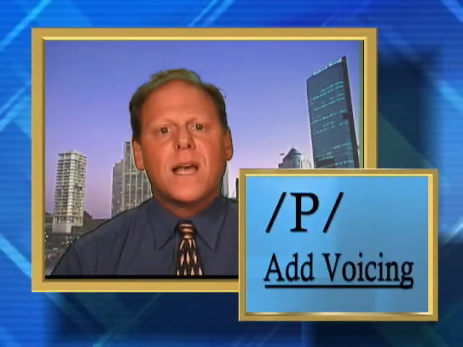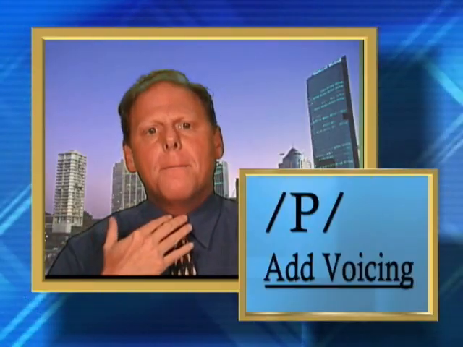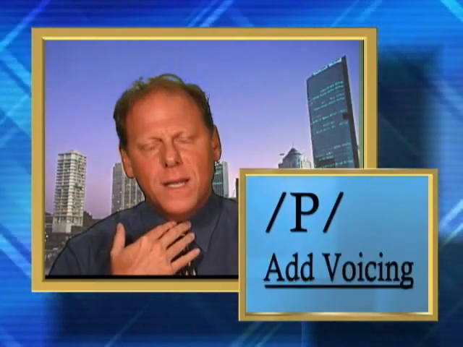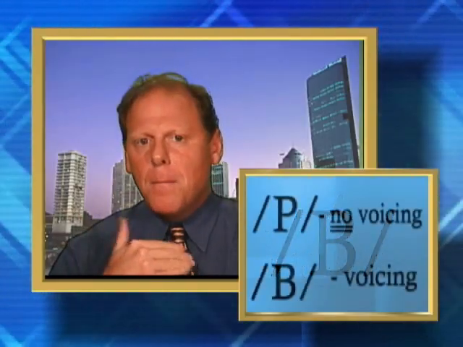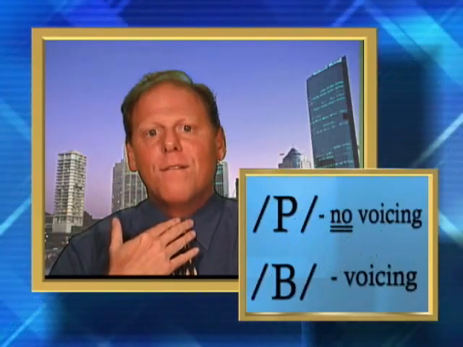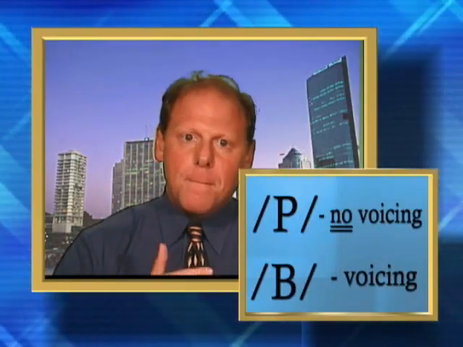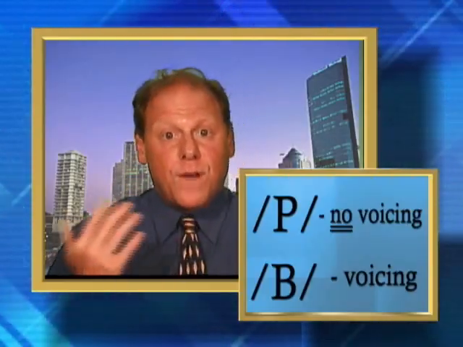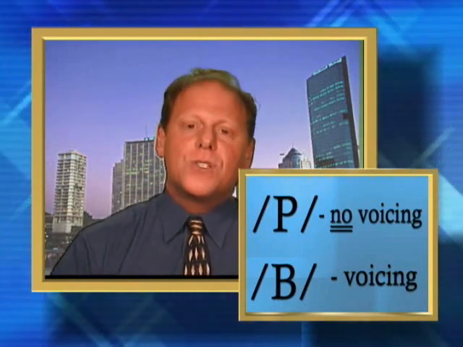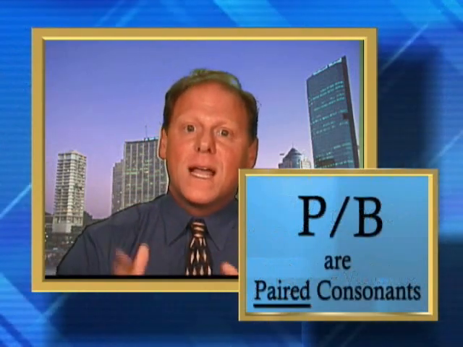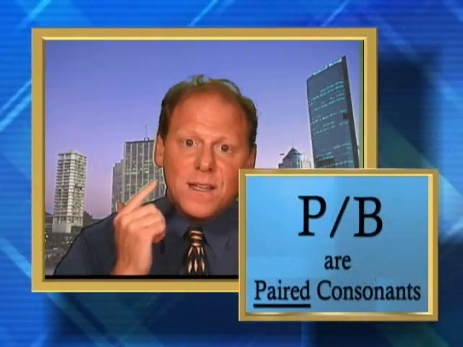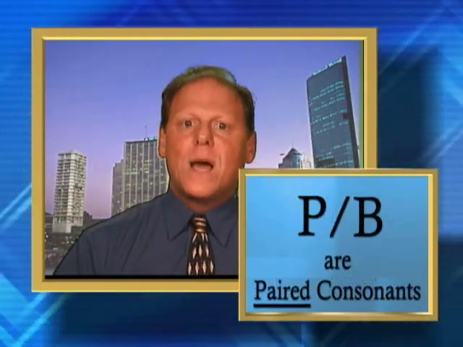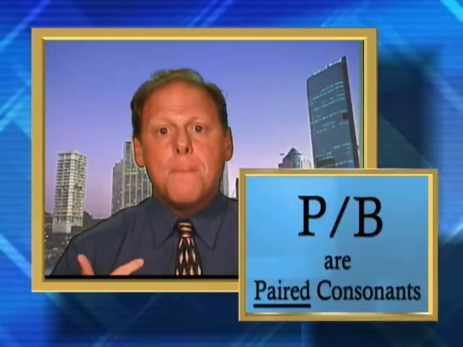So what happens to the P sound? P, p, p, b, b, b. It becomes a B sound. Watch again, P, no voicing, p, p, p, b, b, b, B voicing. You see that everything here stays the same. The only difference is my vocal cords are either vibrating or they're not vibrating. So we say the P sound and the B sound are paired consonants. They are produced exactly the same way here in your mouth, but the P sound has no voicing and the B sound does have voicing.